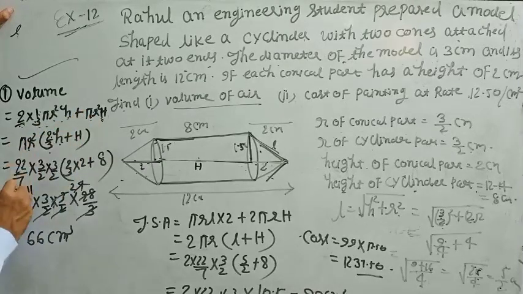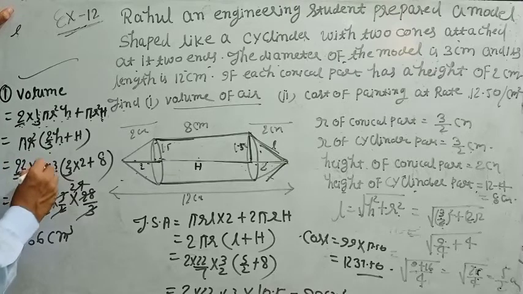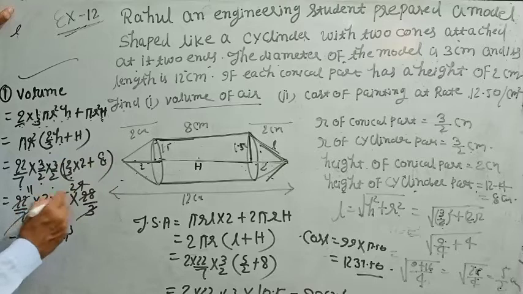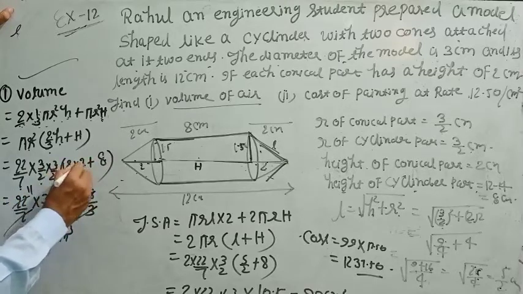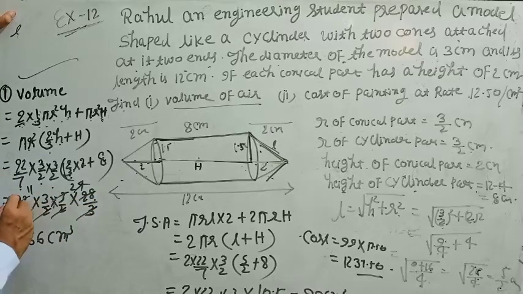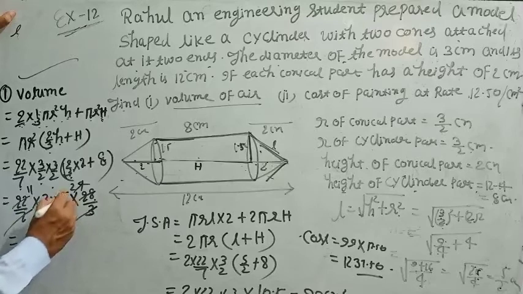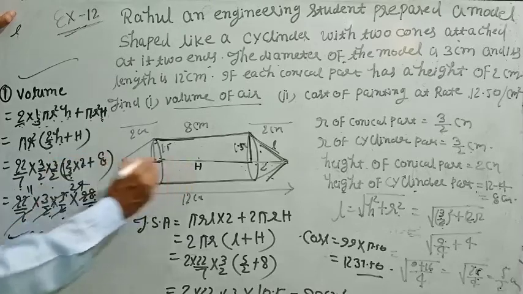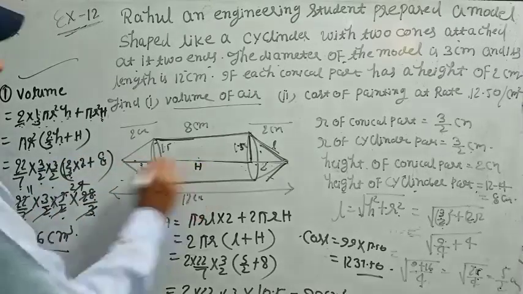Now write 22 by 7 into r square, that is 3 by 2 into 3 by 2, and here 2 by 3 into 2 plus 8. So here it is 4 by 3 plus 8, then you get 28 by 3. So now 22 by 7 into 3 by 2 into 3 by 2 into 28 by 3, so it is 66 cm cube. It is the volume of the air in this model.